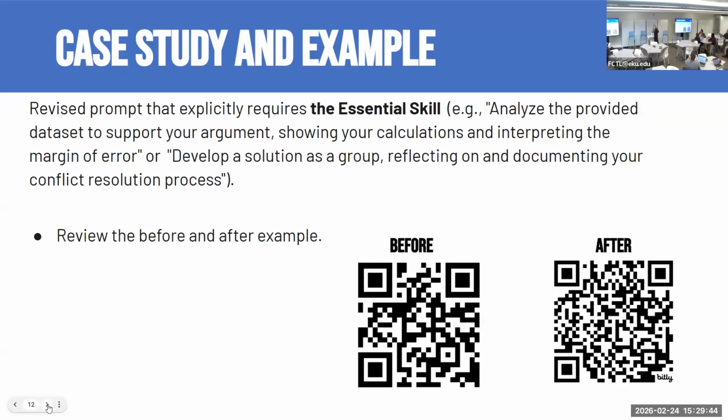So I would like you all to take a look at this before and after. Just take a minute or two and review this example. This is somebody who redesigned an assignment, a Math 105 assignment. And this is skill 8. But they took their original assignment and they tilted the assignment and they also incorporated the skill into the assignment.